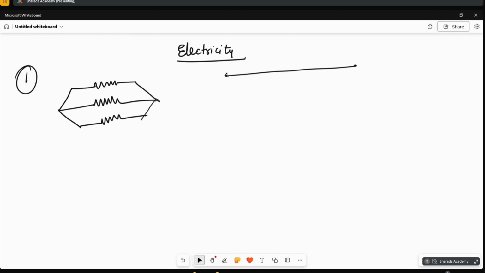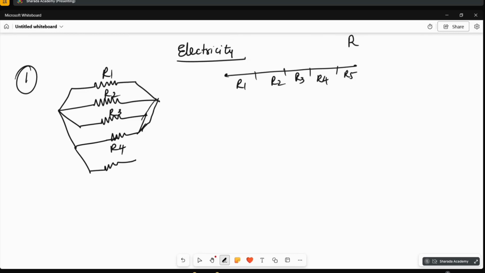So there is one wire whose resistance is equal to R, and that is cut into 5 equal parts. So R1, R2, R3, R4, R5. Now these parts are connected in parallel, connected like this, or this, same meaning. So 5 equal resistors. Now, what is the ratio of R by R dash? This is the question. Understood now, everyone?